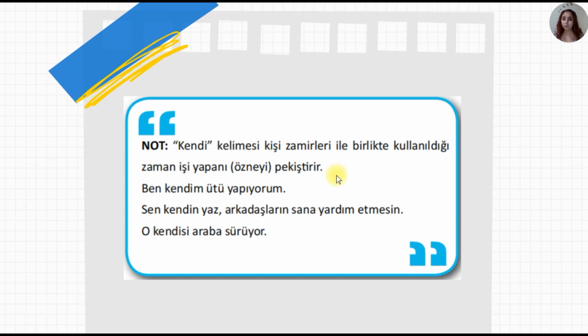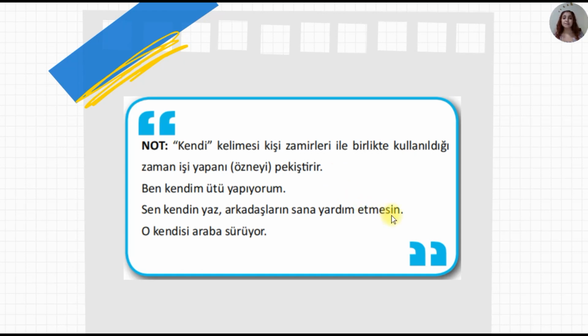Ben kendim ütü yapıyorum. Ütü, what was it? Ütü, it was iron. Ütü yapmak, ironing. And if I want to say, I'm ironing by myself, not anyone else, myself, this subject is emphasized. That's why the way to emphasize is to use I or you or he, she, it, the subject, and myself, herself, himself together.